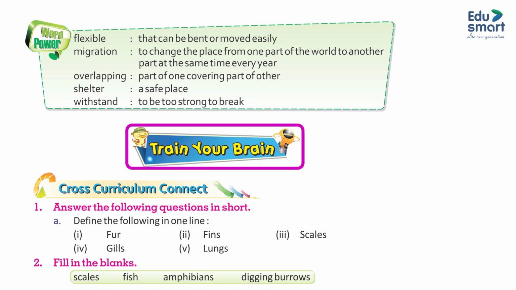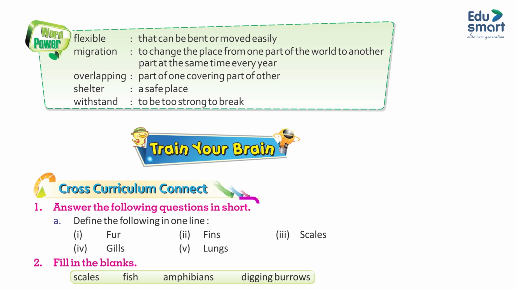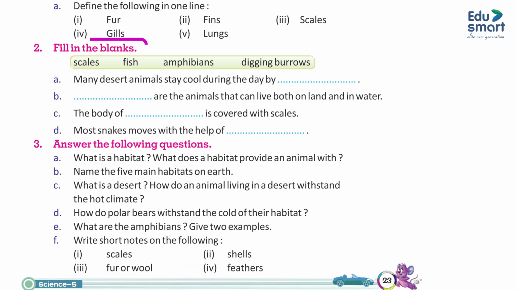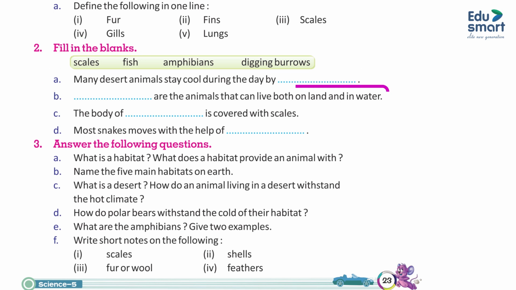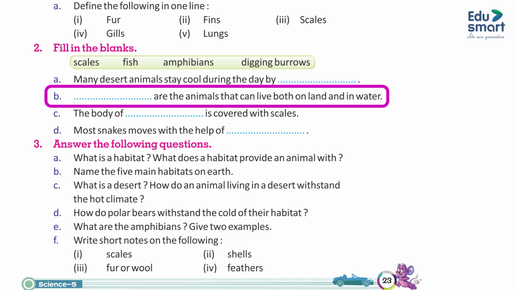Train your brain. Cross curriculum connect. 1. Answer the following questions in short. A. Define the following in one line. 1. Fur, 2. Fins, 3. Scales, 4. Gills, 5. Lungs. 2. Fill in the blanks. A. Many desert animals stay cool during the day by dash. B. Dash are the animals that can live both on land and in water.